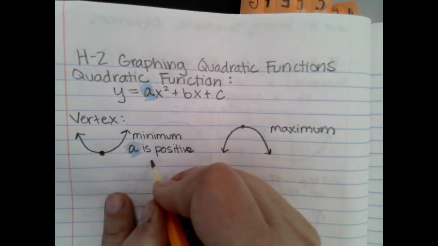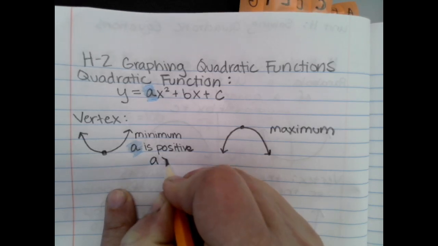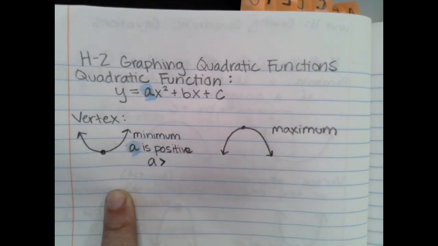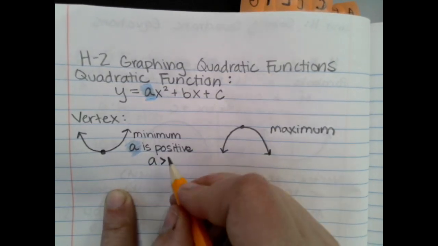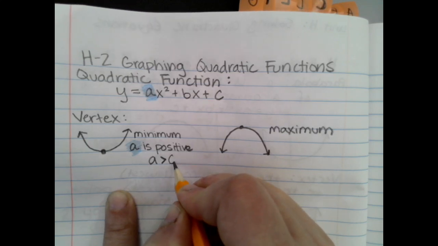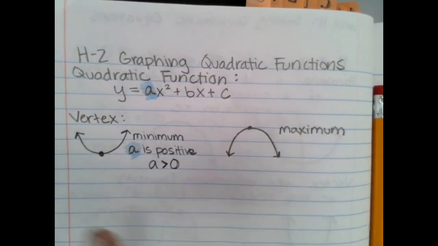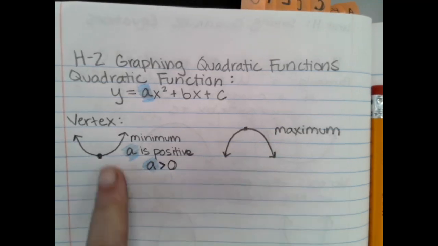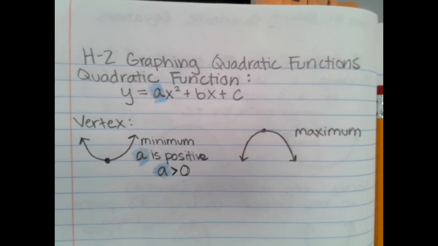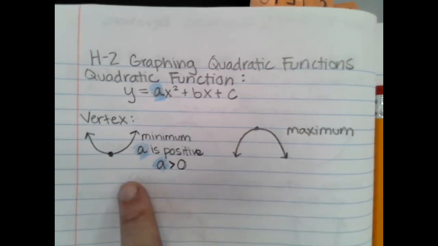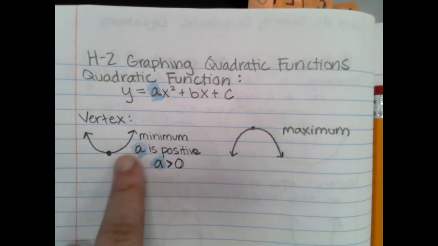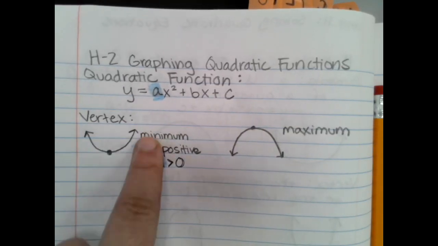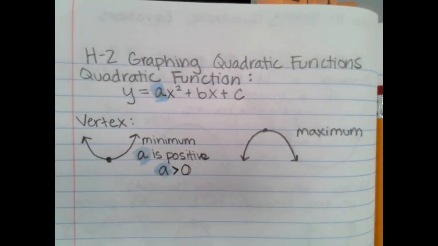Or you can think of it as A is bigger than, what number do numbers have to be bigger than to be positive? 0, yeah. So our graph is going to look like this. It's a good way for us to check our work as we go. If we know our A is positive, we know our graph should end up looking like that with a minimum.